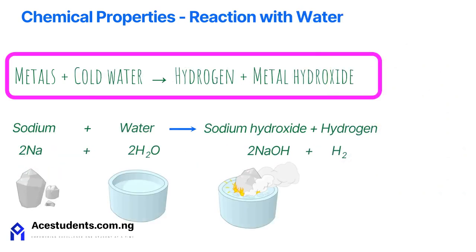Some reactive metals, like sodium, react with cold water to form hydrogen gas and a metal hydroxide. For instance, sodium plus water gives sodium hydroxide and hydrogen gas. Less reactive metals, such as magnesium, only react with steam, not cold water. They produce a metal oxide and hydrogen. Remember, sodium reacts violently with cold water, but magnesium needs steam for reaction.